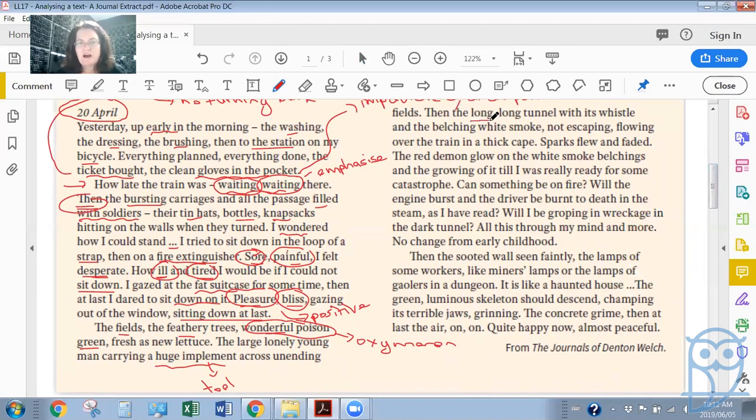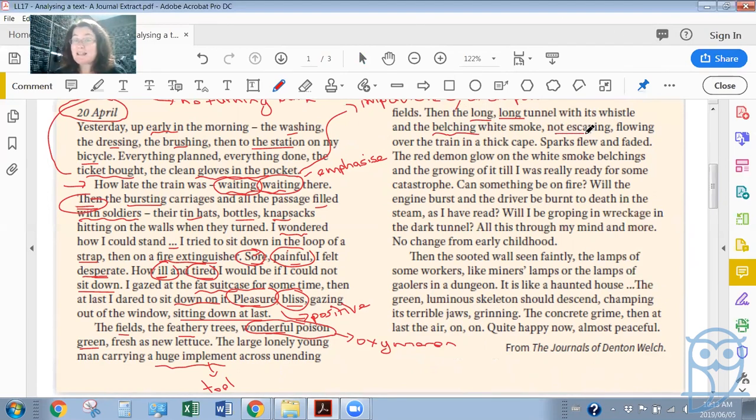Then the long, long tunnel. Look at this. It's mirroring what he does here. Waiting, waiting, long, long. And that point about impatience coming through perhaps again. In the long, long tunnel with its whistle and the belching white smoke. Belching is not a positive, it doesn't have positive connotations. It links this idea of burping almost, of belching. It's not a pretty sight to see this belching white smoke.